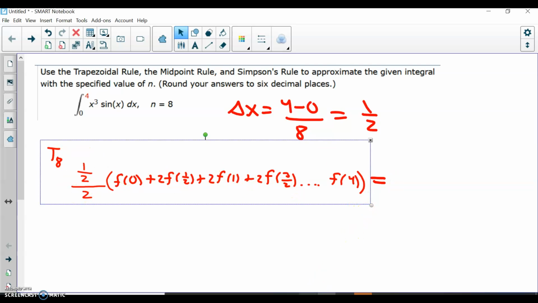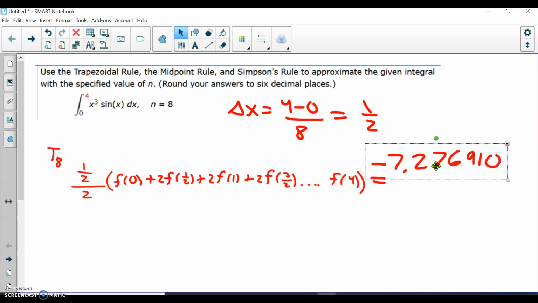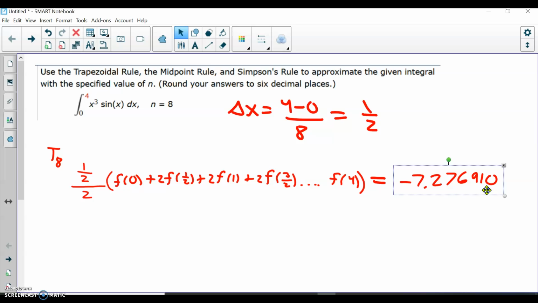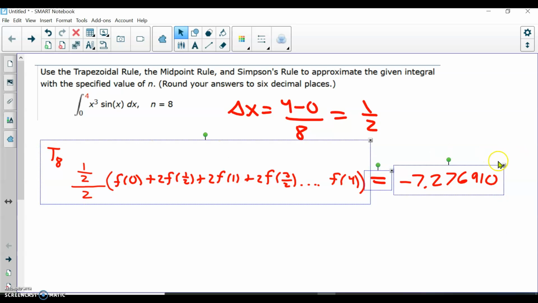So if you do all that, I took the time to do that already. So the answer is negative 7.276910. The 0 is necessary to show it was rounded, because we went to 6 decimal places. So that is the trapezoidal rule.